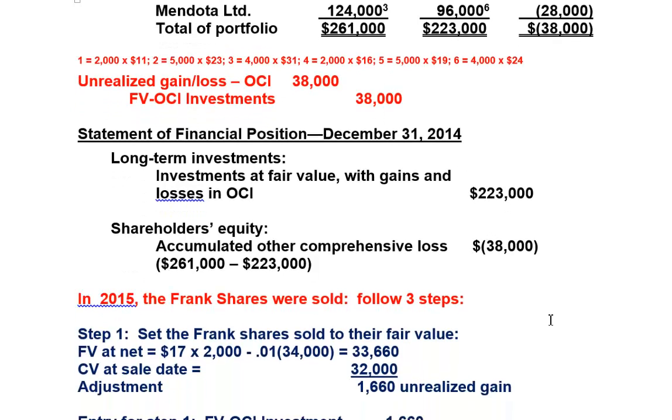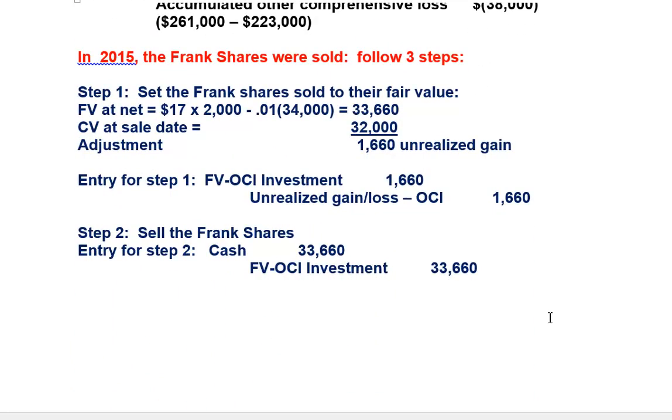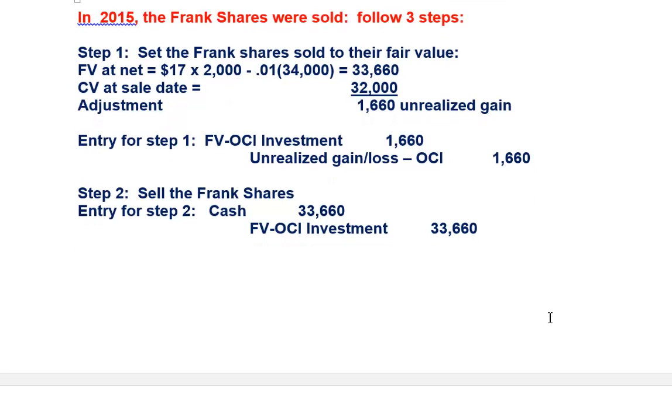Now, they asked us also to do the statements for 2015. Now, in the original solution to the problem, because they only asked you to do the statements, they didn't do any of the entries that I'm going to do here at this point with you, so that you can make the entries that are required because we sold the Frank shares. So in this case, we notice that throughout 2015, we sold all of those 2,000 Frank shares.